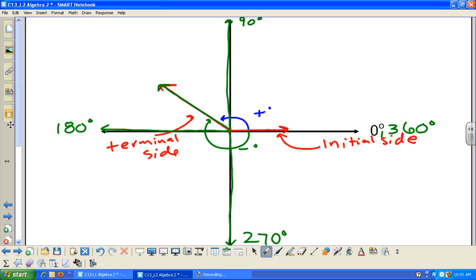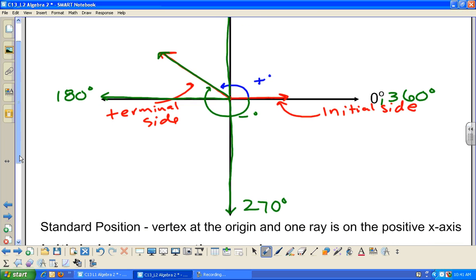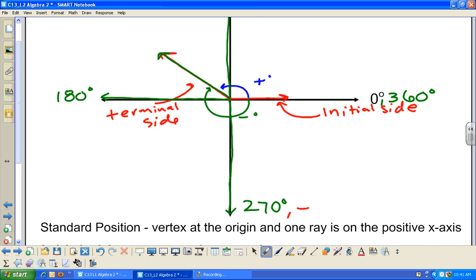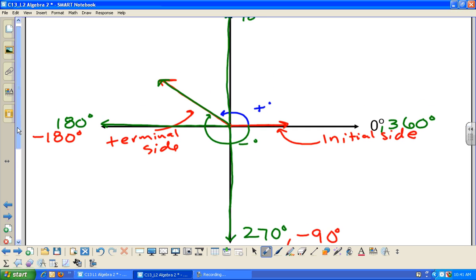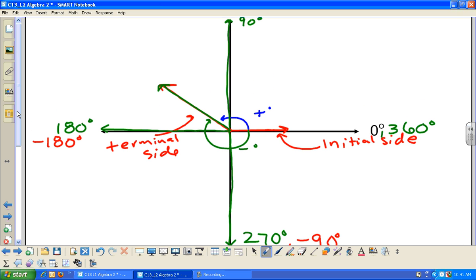If I'm moving clockwise, my negative y-axis would be at negative 90 degrees. My x-axis would be at negative 180 degrees. My positive y-axis would be negative 270 degrees. That's if I'm moving clockwise.